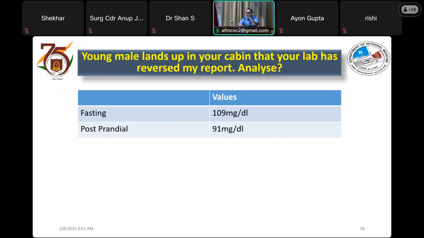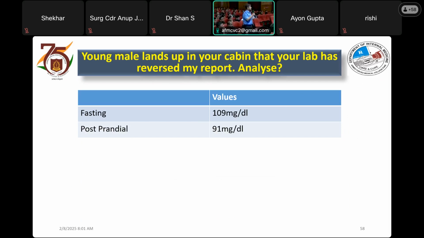We have this question. Robin, you can answer. So you are basically a young officer. A serving personnel comes to your OPD with this report: fasting of 109 and post 2 hour glucose of 91 milligram per deciliter. And he says, Doctor Saab, you reversed my report, please get this corrected, I'm not diabetic. So what advice will you give him? And you are sure that it is not a wrong report.